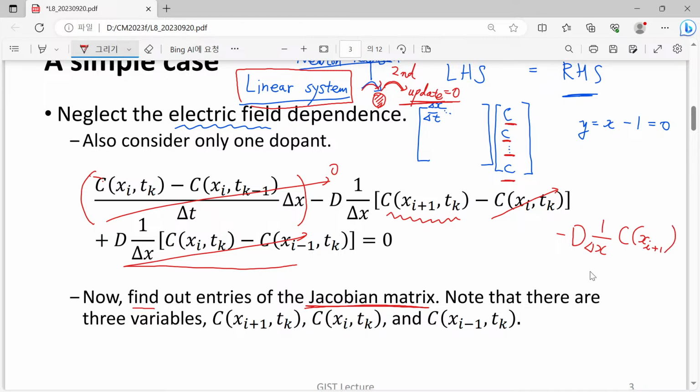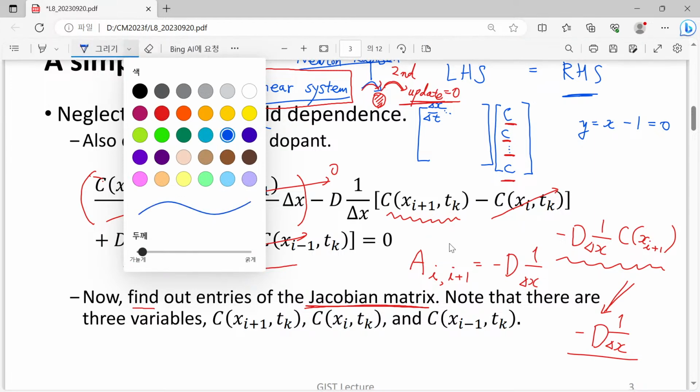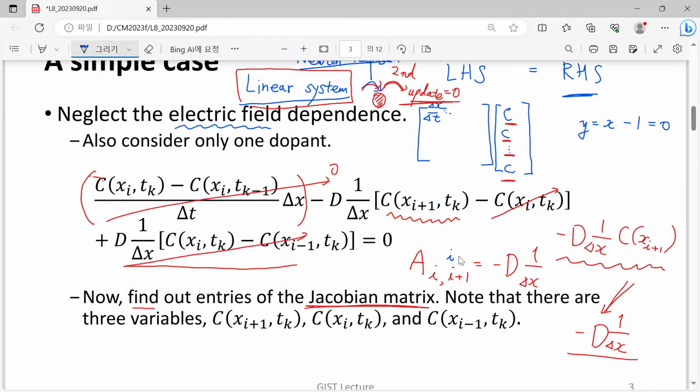And what will happen if we take the partial derivative of this quantity? Then it immediately gives us just minus d 1 over delta x. That's it. So now we can say that a sub I comma I plus 1 is simply given by minus d 1 over delta x. So if you follow the same procedure, then you will find that even when we have I comma I minus 1, the answer is the same. So we have the same quantity.